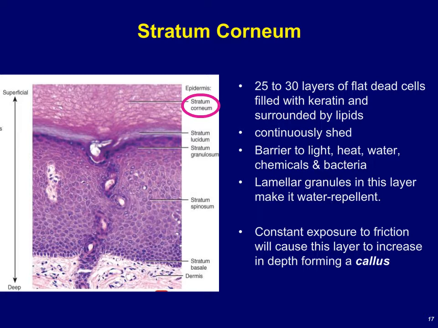Now it's important to point out that even though the stratum corneum is dead, if it's exposed to constant friction, it will actually thicken and harden in response to this friction. And so this is what we call a callus. For example, if you walk around barefoot a lot of the time, you'll get calluses on the bottom of your feet. If you play guitar or a musical instrument, you may get calluses on your hands or fingertips. And so these calluses are just thickenings of the stratum corneum.